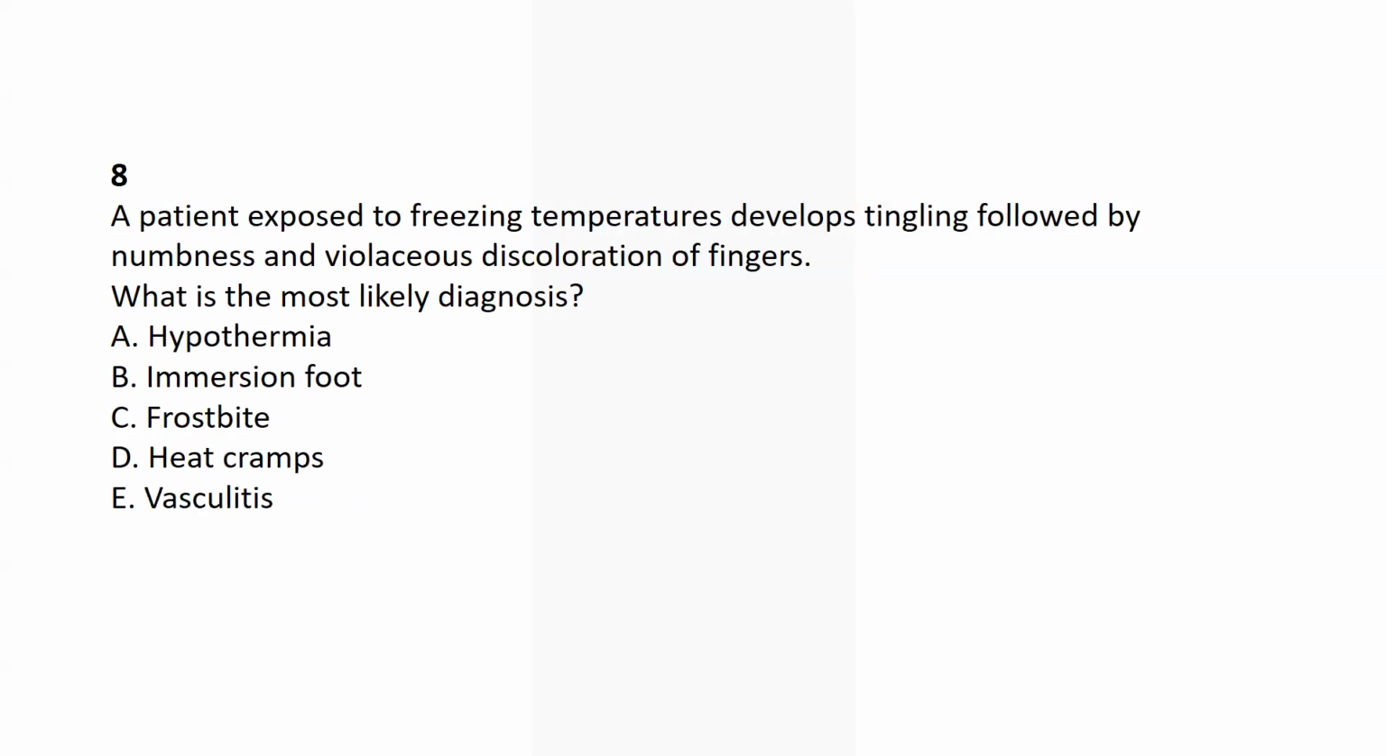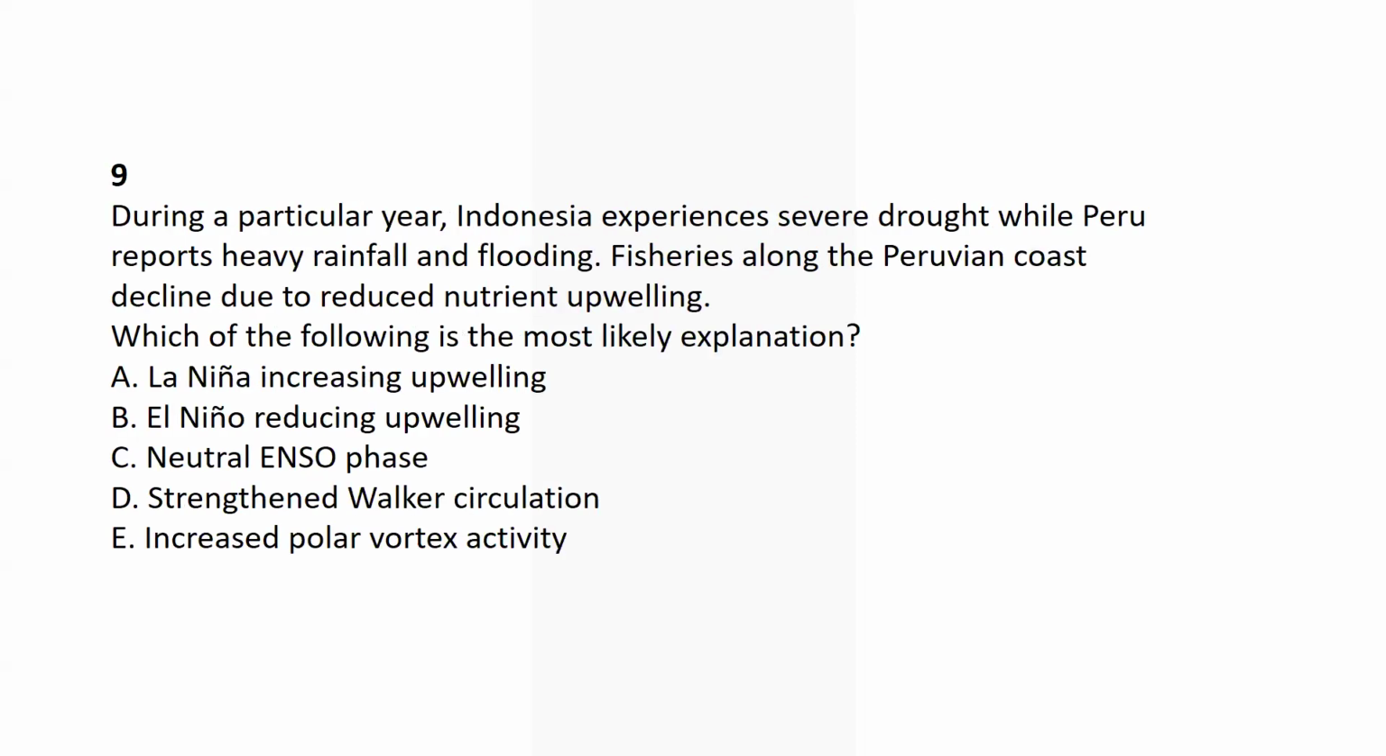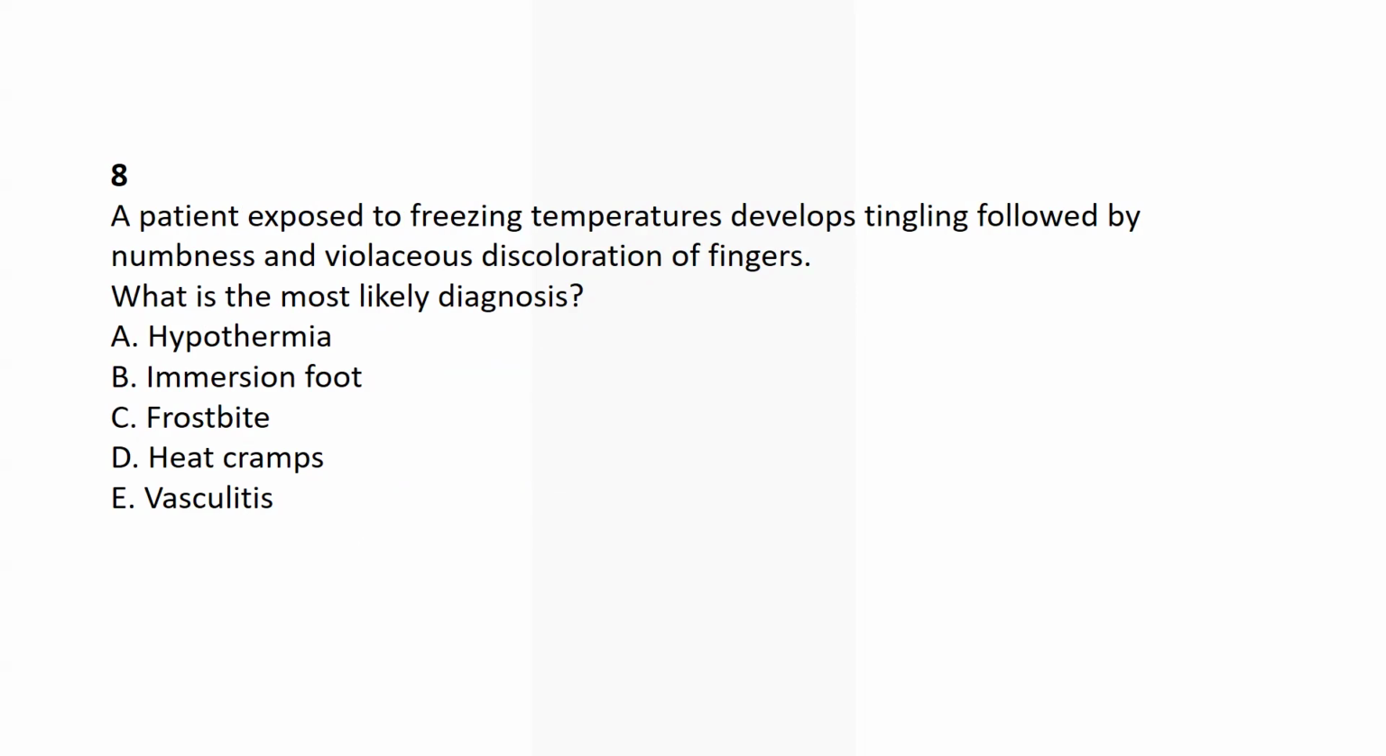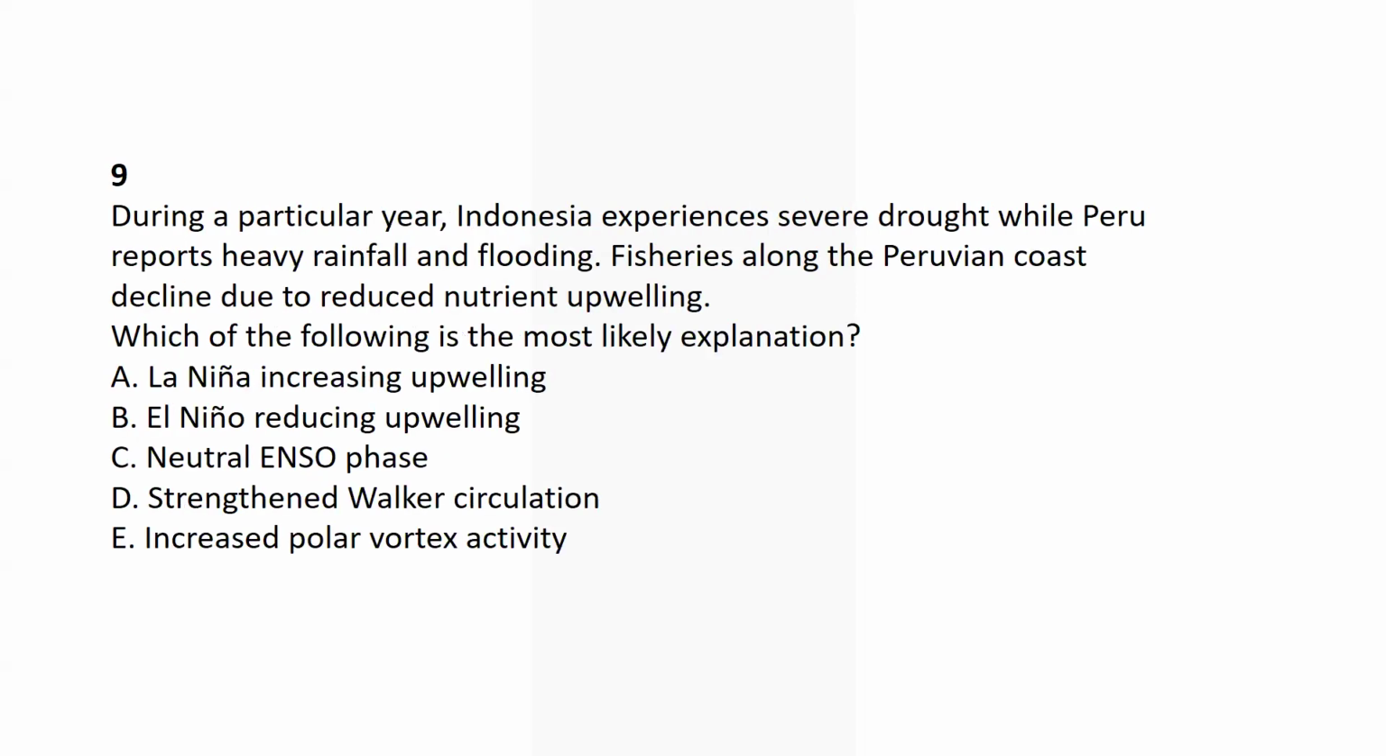Question number 8. A patient exposed to freezing temperatures develops tingling followed by numbness and a violaceous discoloration of fingers. What is the most likely diagnosis? Option A, hypothermia, B, immersion foot, C, frostbite, D, heat cramps, and E, vasculitis. C is the right answer. This is frostbite.